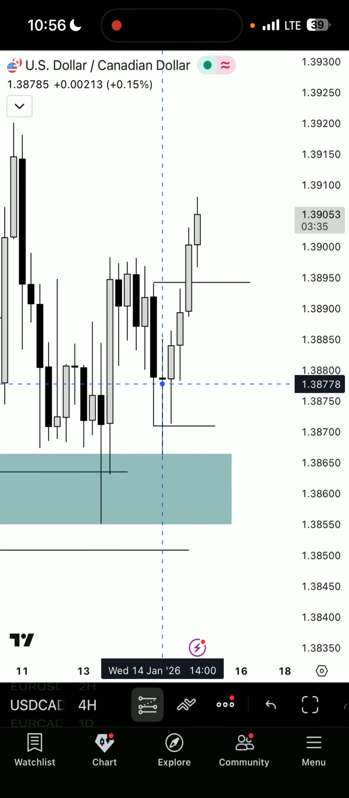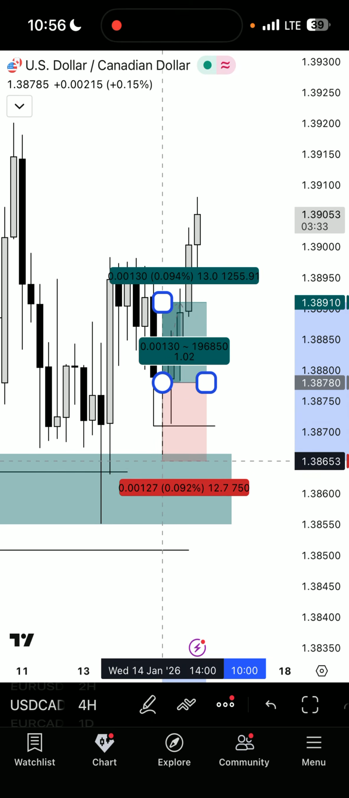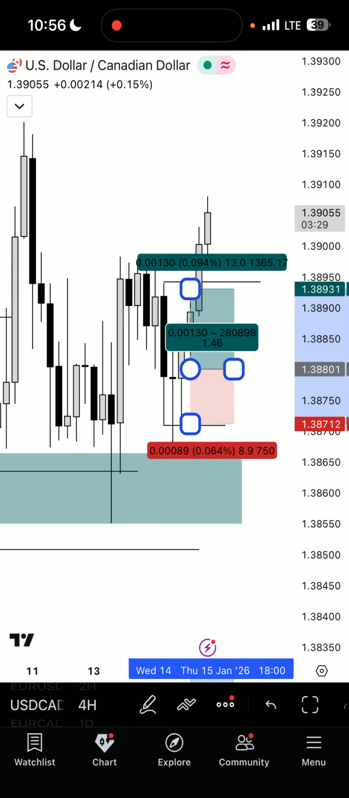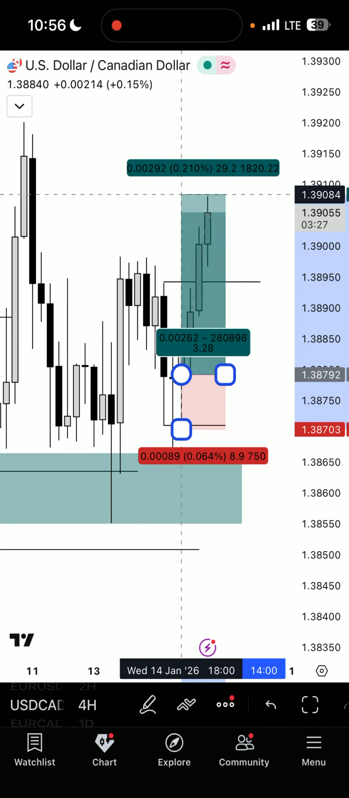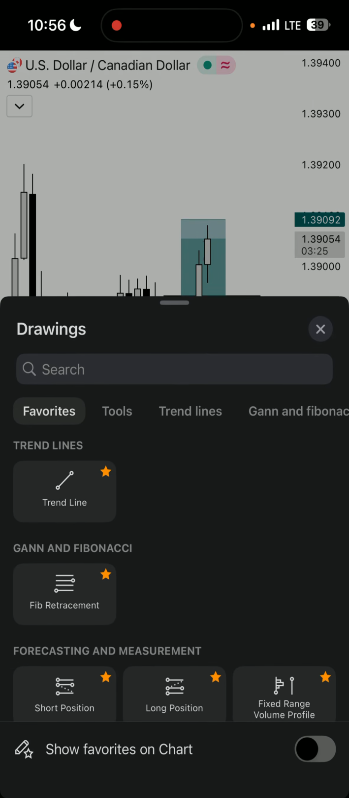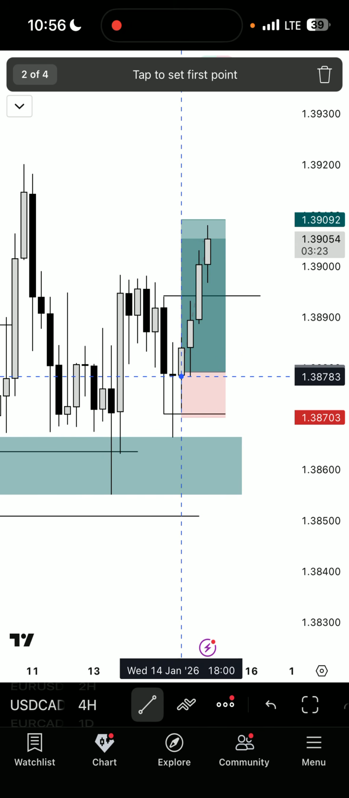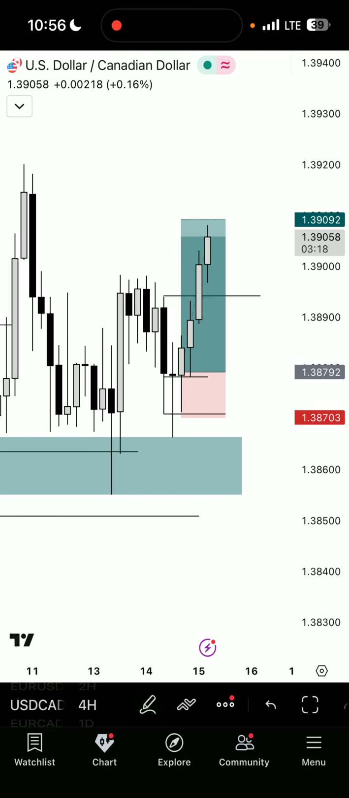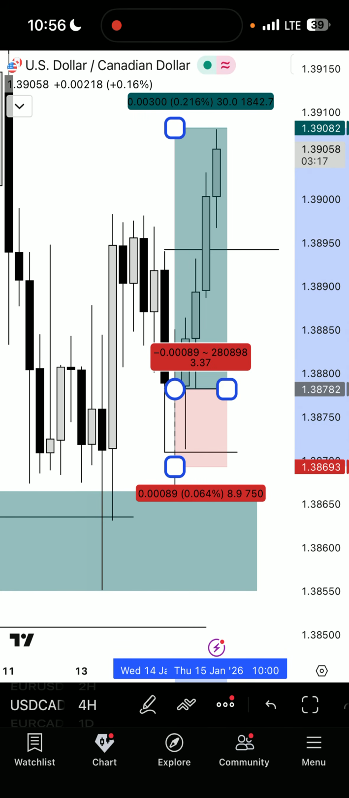So you can either enter your trades from here and place your SL here, or you place your SL here, then you can target your arrow, either 1:3, 1:4, or any arrow of your choice. After this candle has finished forming, that's when you now enter your trade. You understand?